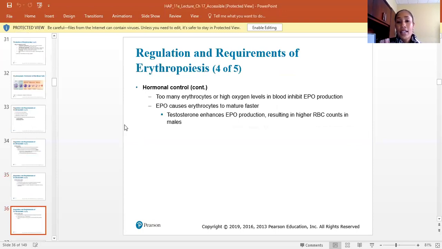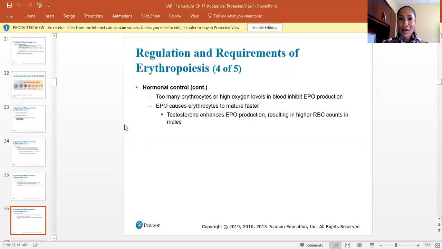Okay, too many erythrocytes or high oxygen levels in blood can inhibit erythropoietin production. So erythropoietin causes erythrocytes to mature faster. Testosterone enhances erythropoietin production, which is why if I am a bodybuilder or I'm an athlete, I might want to take some steroids, because the more steroids that I take, especially if they are testosterone based, that's going to cause my body to make more red blood cells, which will allow my muscles to have more oxygen so that I can perform better.